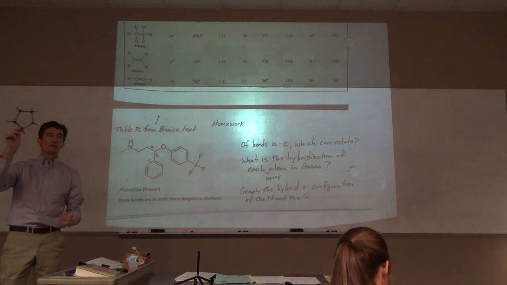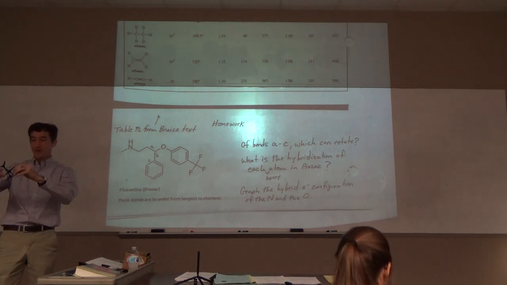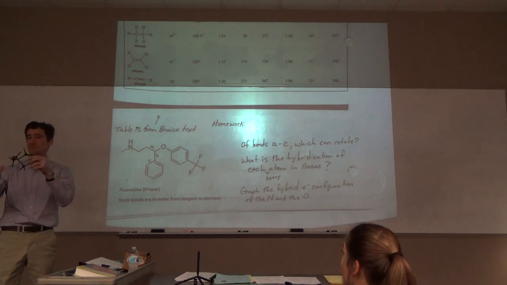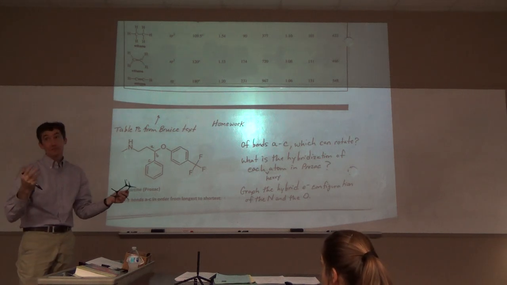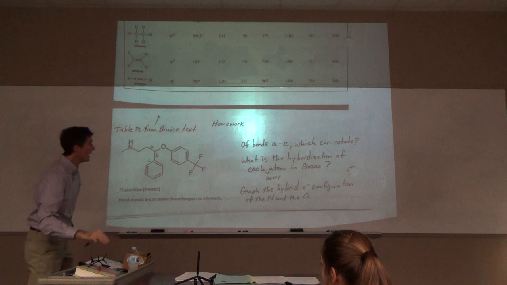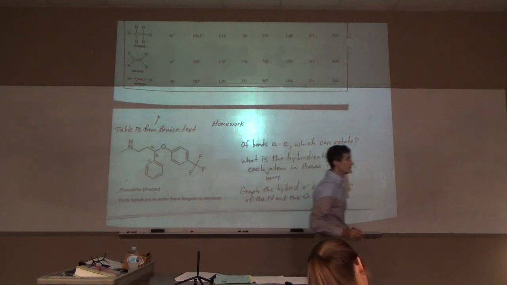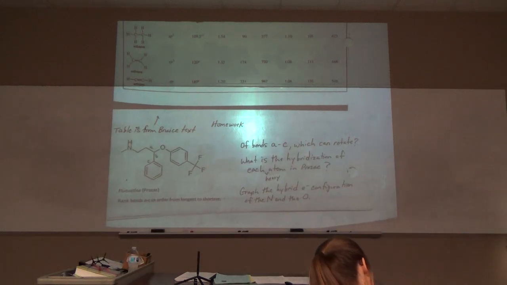Here's a five-membered ring. Can this rotate? I just destroyed my model. Okay, that's another simple reason why it can't. It's more of a theoretical question. Make sure you understand which bonds can rotate, etc.